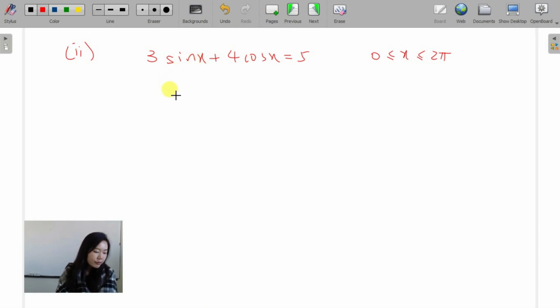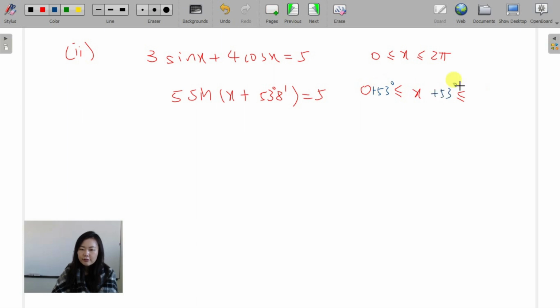From before, we've worked out that this is 5 sine (x plus 53 degrees 8 minutes). Now, this is an angle that's not x, so theoretically what you should be doing is adjusting the boundaries by adding 53 degrees. I'm just going to add 53, that's roughly right. That's what you should do, but I don't think it actually affects the answers in this case.